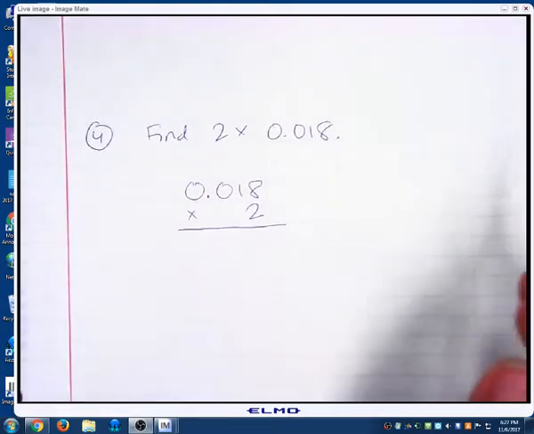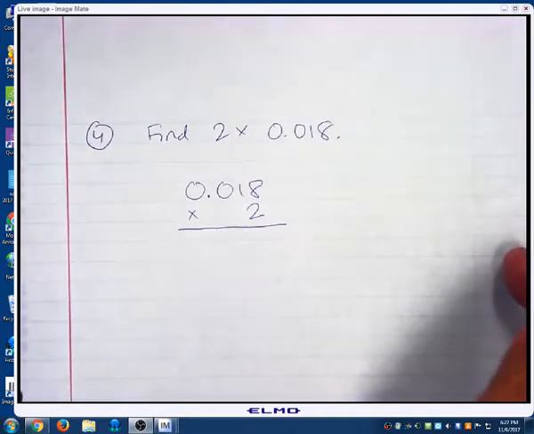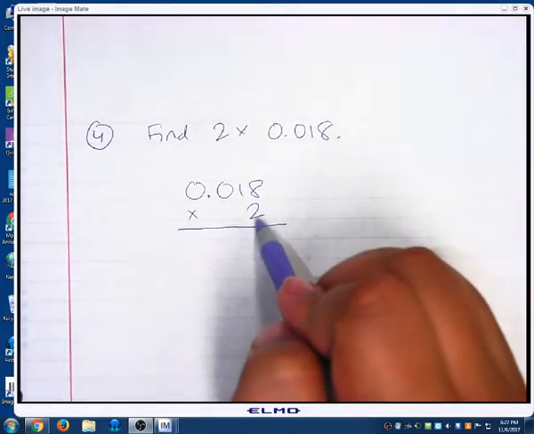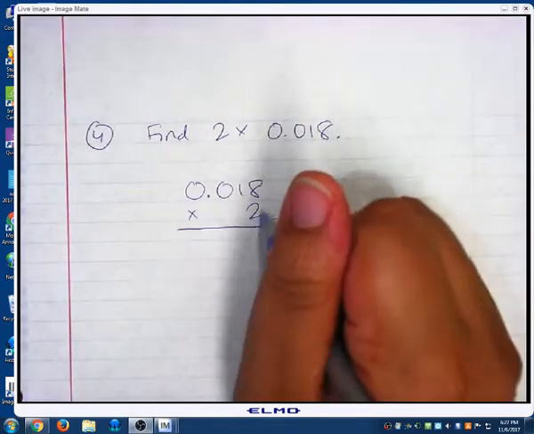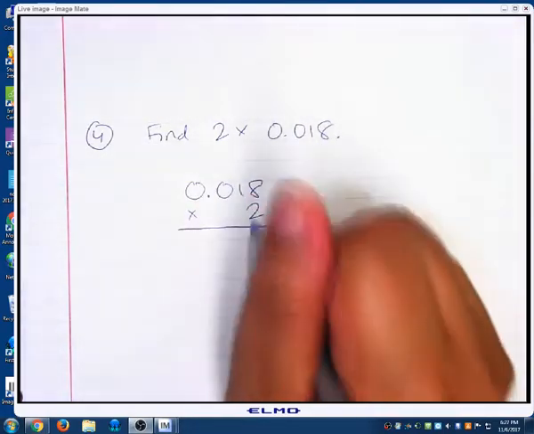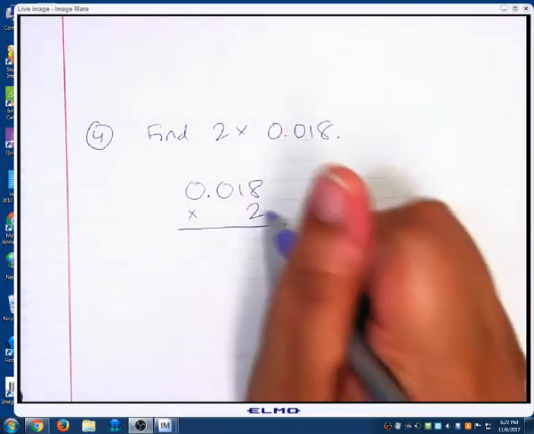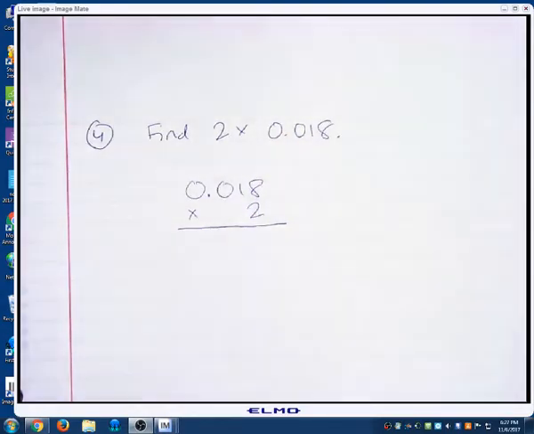Again, I guess I didn't really say this last time, but make sure when you're multiplying, you have this second digit all the way to the right. Don't put it over here. You want to just line it up so these digits back here are in a straight line.